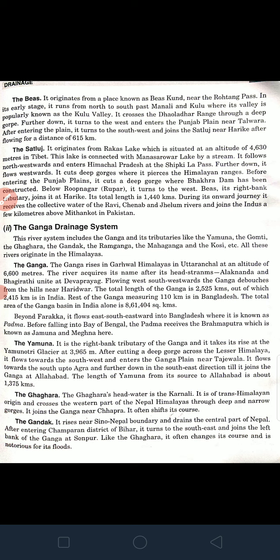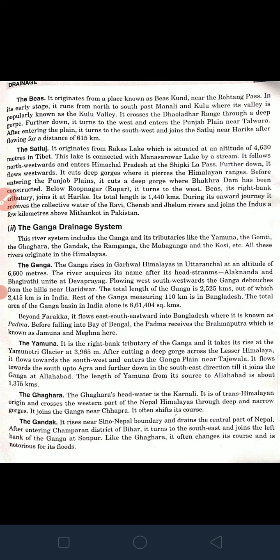The Satluj originates from the Rakas Lake, which is situated at an altitude of 4,630 meters in Tibet. This lake is connected with Mansarovar by a stream. It flows northwestward and enters Himachal Pradesh at Shipki La Pass. Further down, it flows westward, then cuts a deep gorge where it pierces the Himalayan ranges, meaning it comes out of the Himalayan range before entering the Punjab plain. It cuts a deep gorge where the Bhakra Dam has been constructed. So the Bhakra Dam has been constructed over the Satluj river.